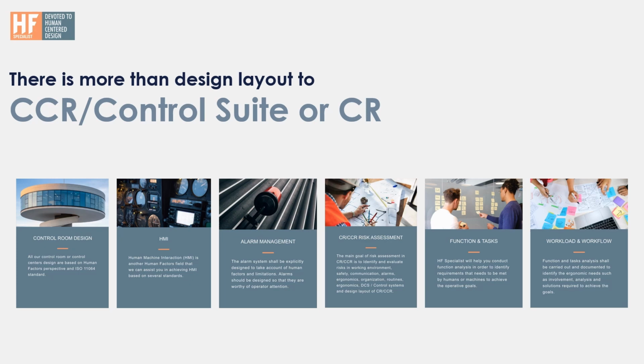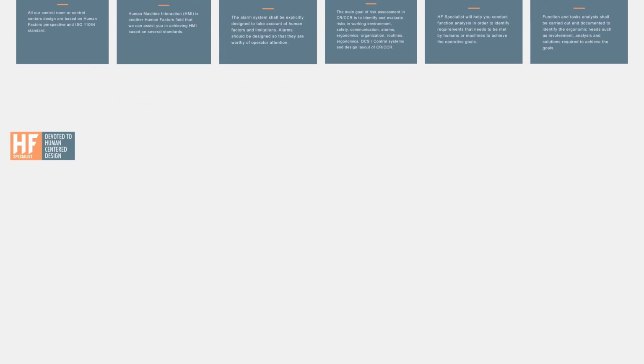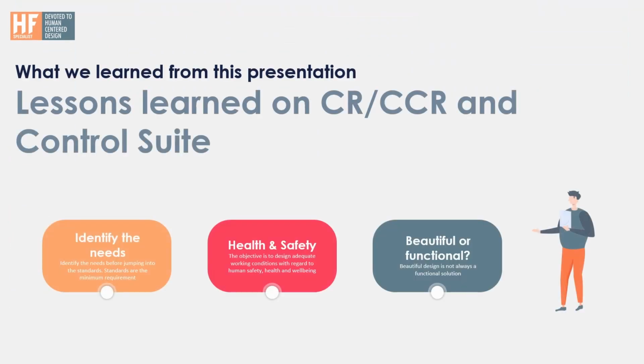Prior to that, you need all other fields, as well as HMI and alarm management and all of these fields that you are seeing here. And first of all, as I said, whatever you do on upgrading the control room, control center, or control suite, or building a new one, you have to identify the need. What is the need? Is it to upgrade the level of automation? Is it that you want to attract the young generation, or is it that you want to centralize several control rooms into one control center? And whatever you do, keep in mind that health and safety is the objective when upgrading the control room or control center or control suite, since this objective is to design adequate working conditions with regard to human safety, health and well-being.